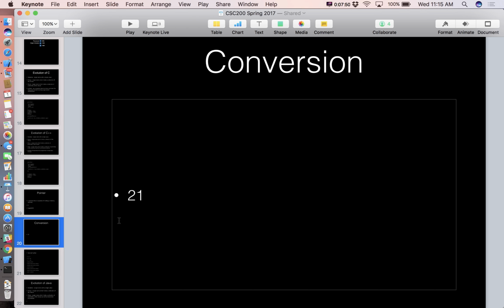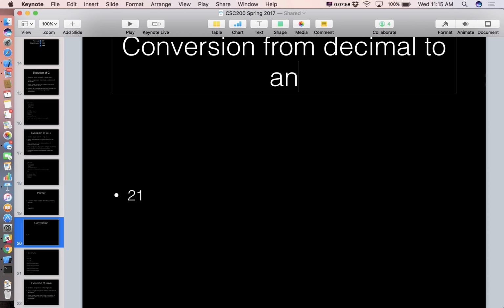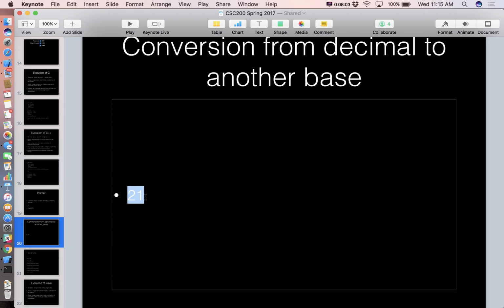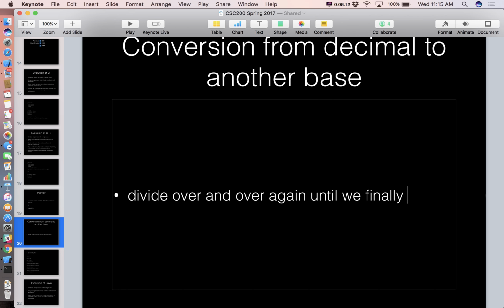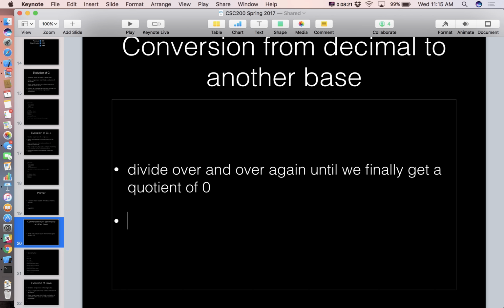Okay. So when we want to go from decimal to some other base, so conversion from decimal to another base, what we're going to do is divide over and over again until we finally get a quotient of 0. Okay, and I'll show you this as an example here in a second.